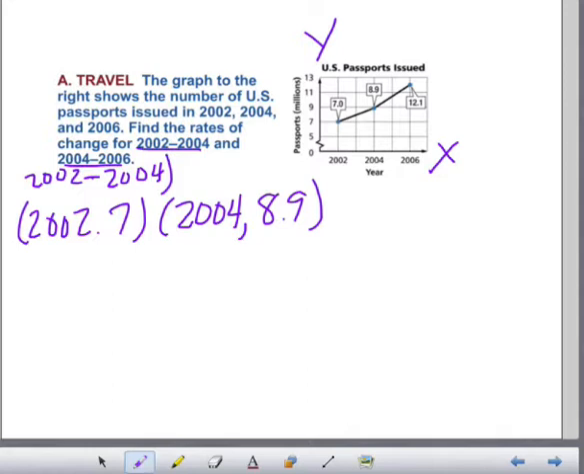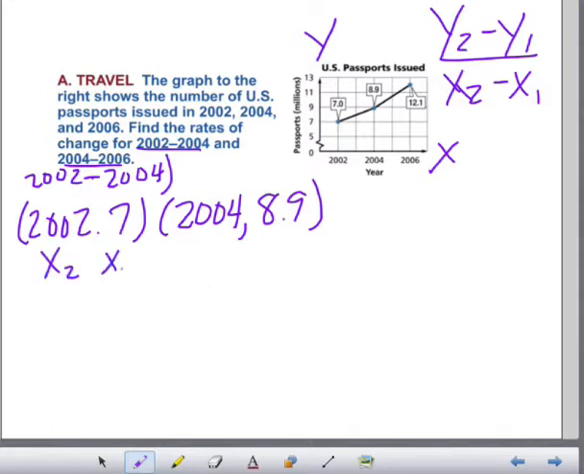All right, again, using my formula, what was it? y2 minus y1 over x2 minus x1. Plugging that in, well, let's label these first. I'm going to make this x2, y2. I apologize, x1, y1. And let's plug them in.